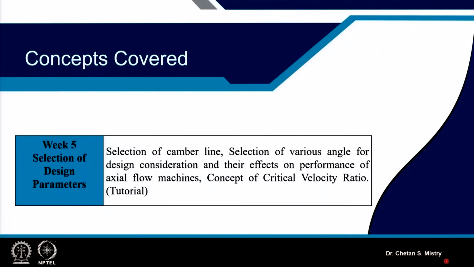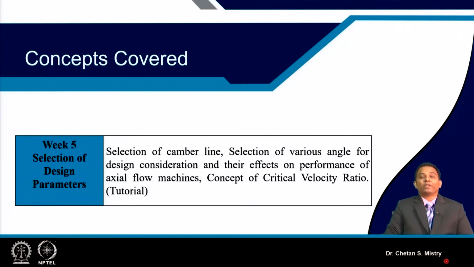In the last module, we discussed the selection of different design parameters. We started discussing solidity selection, aspect ratio selection, and number of blades selection. Those parameters are very important when we have specific requirements. When we talk about application to design, we have certain constraints, and in order to meet those constraints, this parameter selection is very important.